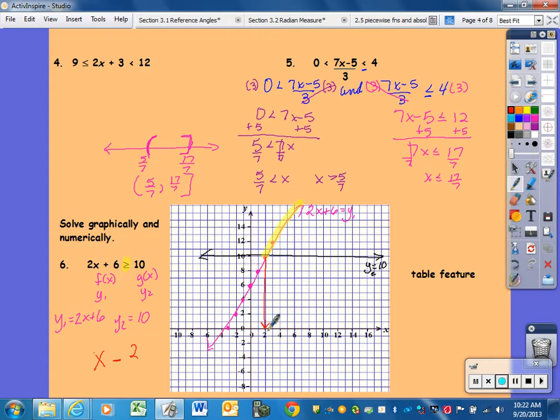And are they the points to the right of 2 or to the left of 2 that give me this highlighted part? To the right of 2. So I am also greater. Now let's convert that to interval notation. I start at 2 with an equal sign, and I head towards positive infinity with a parenthesis.